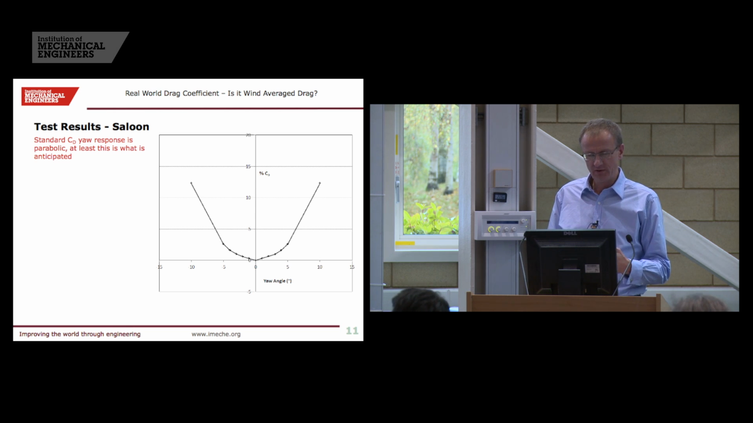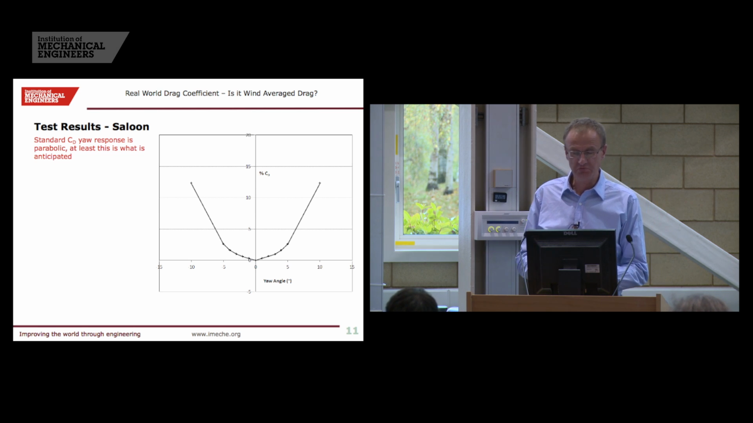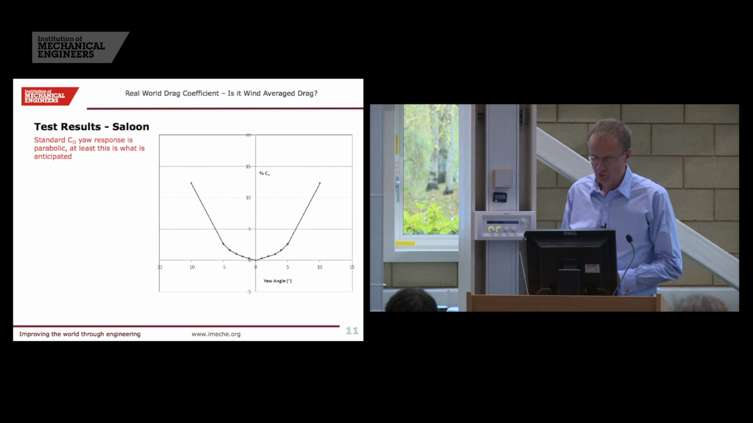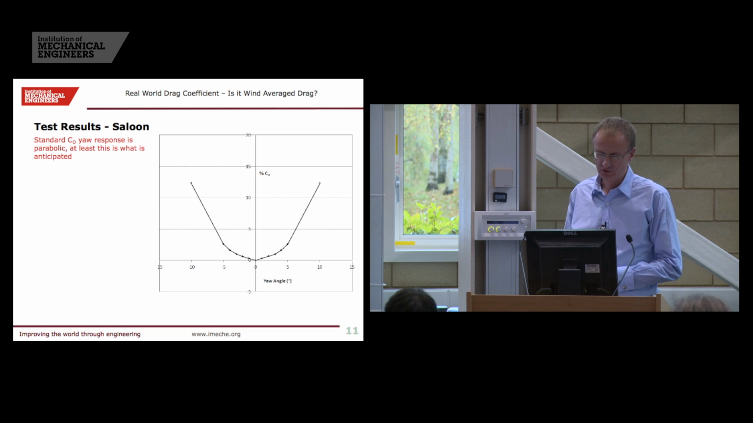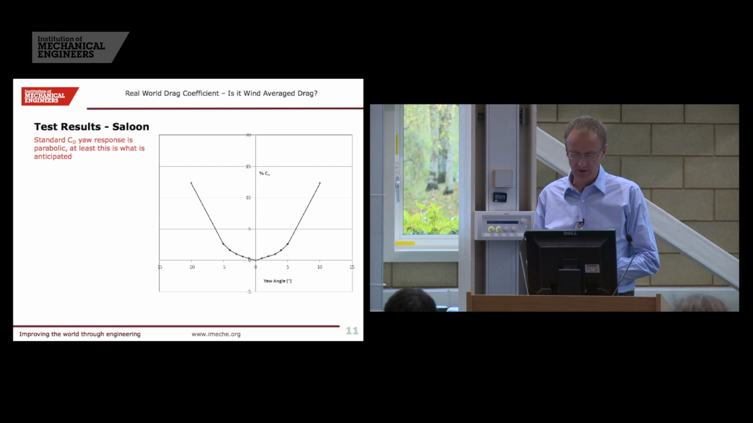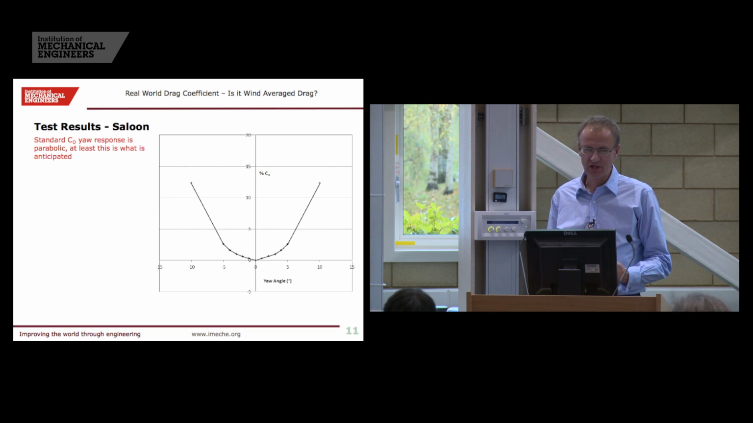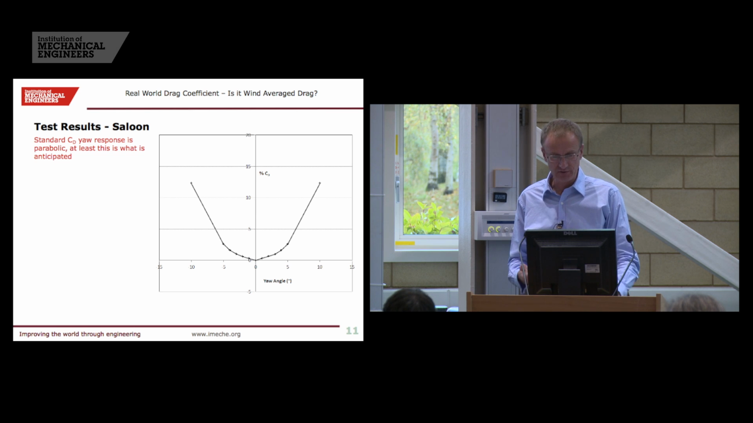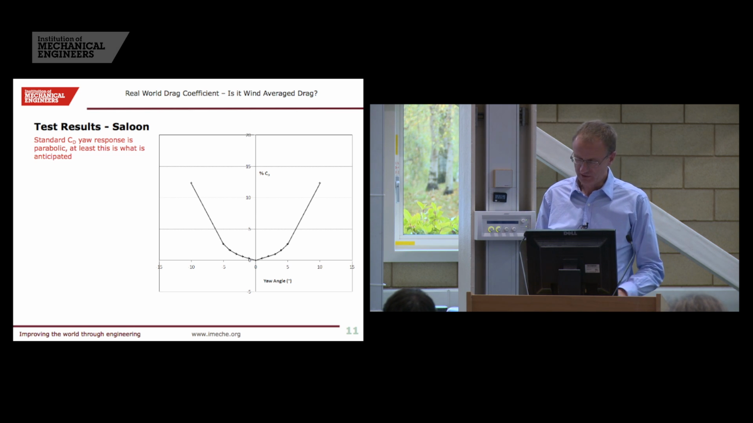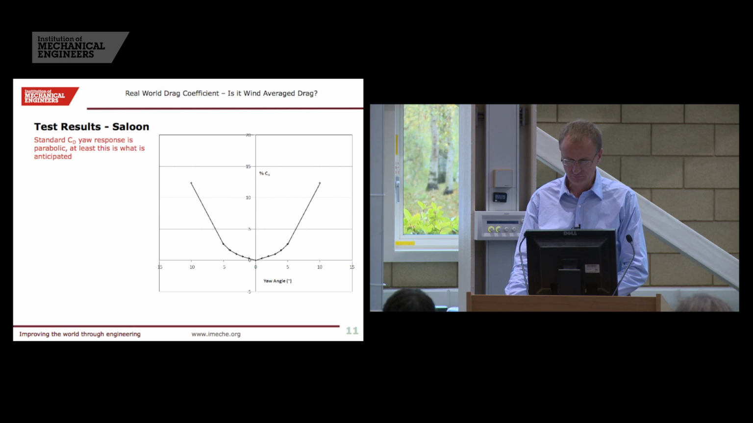So we know that the drag response at yaw is a parabolic response, but what happens if some of those vehicles have a very pronounced minima at the straight ahead, so they don't actually follow a parabolic response? Is this then where we can use the wind average drag to quantify the real world drag? As I've just mentioned, the car is nearly always at yaw when it's being driven.